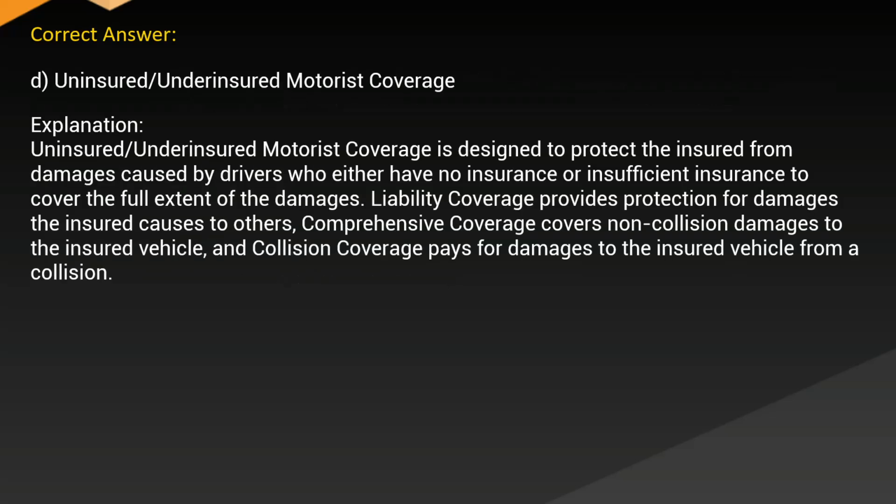Correct answer, D. Uninsured underinsured motorist coverage. Explanation. Uninsured underinsured motorist coverage is designed to protect the insured from damages caused by drivers who either have no insurance or insufficient insurance to cover the full extent of the damages. Liability coverage provides protection for damages the insured causes to others. Comprehensive coverage covers non-collision damages to the insured vehicle, and collision coverage pays for damages to the insured vehicle from a collision.